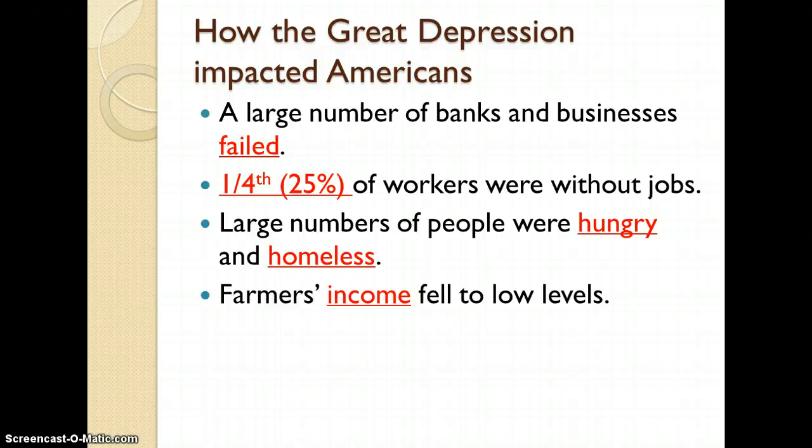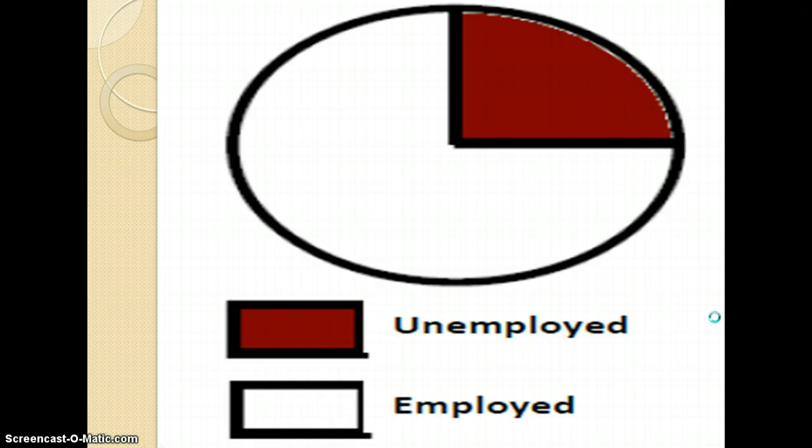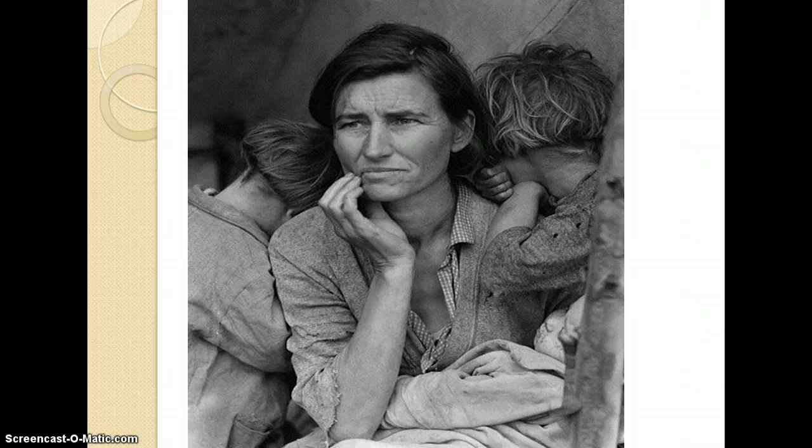So those were the causes. Now we're going to look at the impact of the Great Depression on American lives. A large number of banks and businesses failed. 1/4 or 25% of workers were without jobs. That means they were unemployed. Large numbers of people were hungry and homeless, and farmers' income fell to low levels. There's 1/4 unemployment. A famous picture of hungry and homeless migrants.